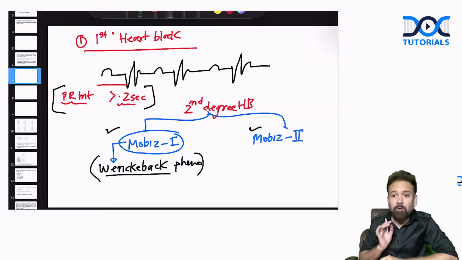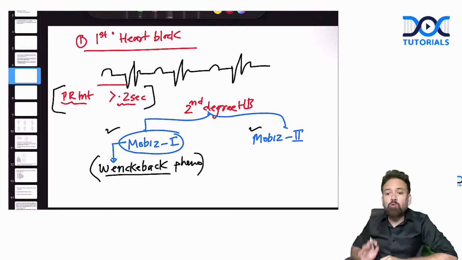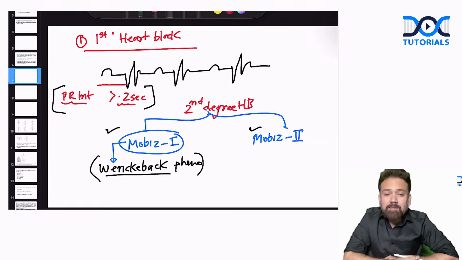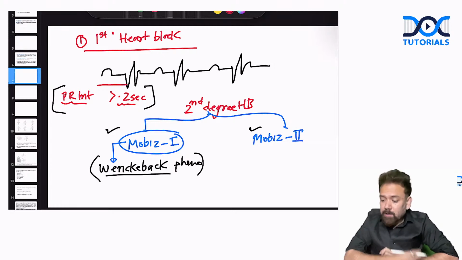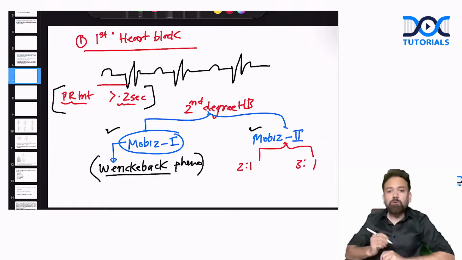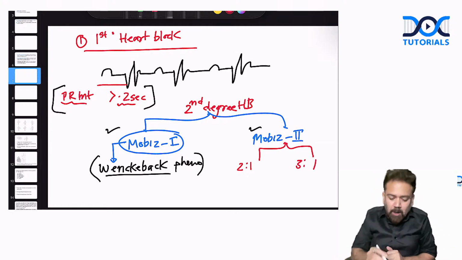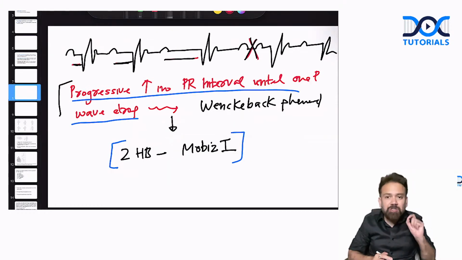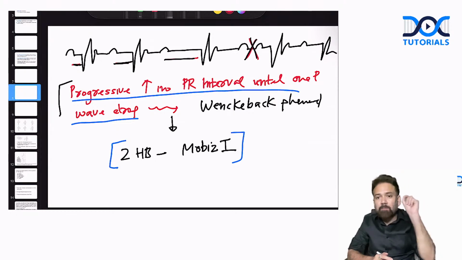In second degree heart block, there are two varieties for your exam. One is Mobitz 1, other is Mobitz 2. In which Mobitz will you get Wenckebach phenomenon? Answer is Mobitz 1, not Mobitz 2. In Mobitz 2, there are two varieties, 2:1 and 3:1. Now in Mobitz 1, Wenckebach phenomenon, what is the definition by which you can say this phenomenon is Wenckebach? And it is a characteristic of Mobitz 1.